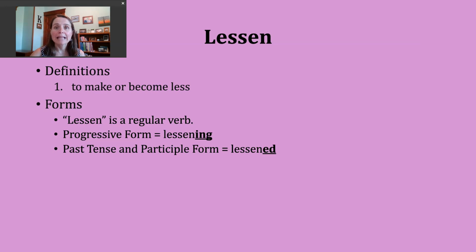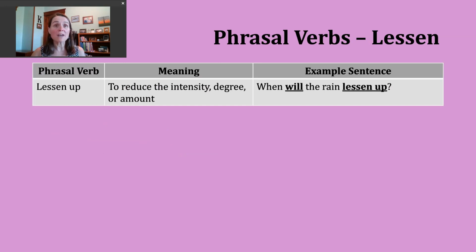Our base verb, lesson, ends in a voiced sound. Our letter N makes that voiced sound. So this means our ed ending is just going to make a D sound. And I'm not going to add an extra syllable when I say the past tense or participle forms of the verb. So our past tense and participle forms should sound like this. Lessened, lessened.